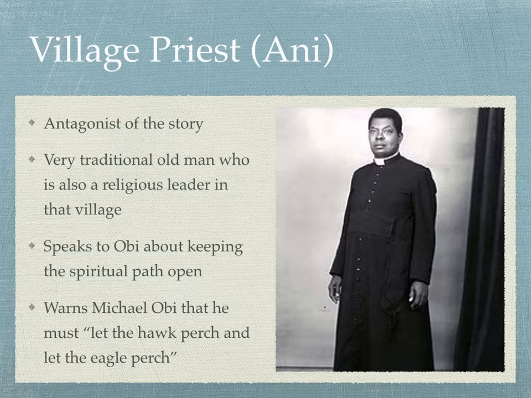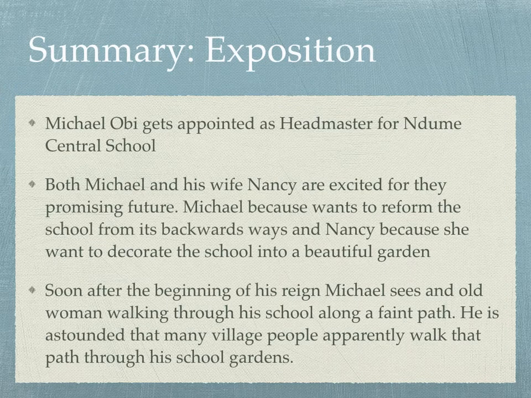Alright, now getting on to the good stuff, we will begin the summary. Starting off, Michael Obi gets appointed as headmaster for Ndume Central School. Both he and his wife are very excited for their promising future. Michael looks forward to reforming the school from its backward ways, and Nancy is looking forward to decorating the school as a beautiful garden.